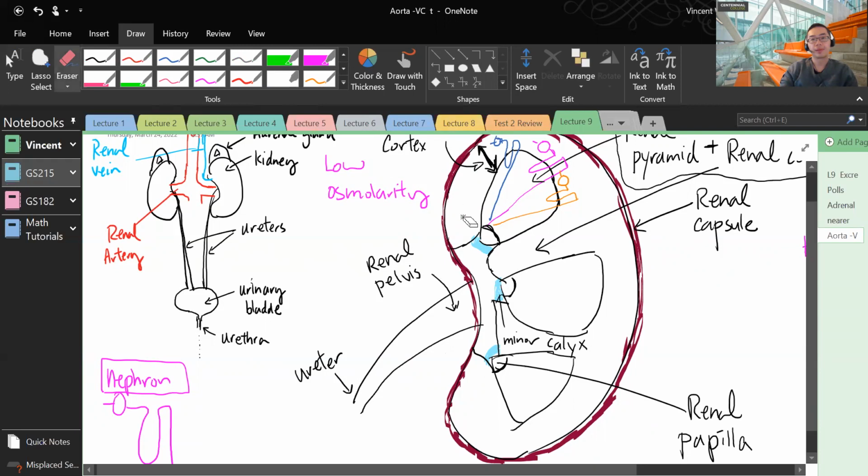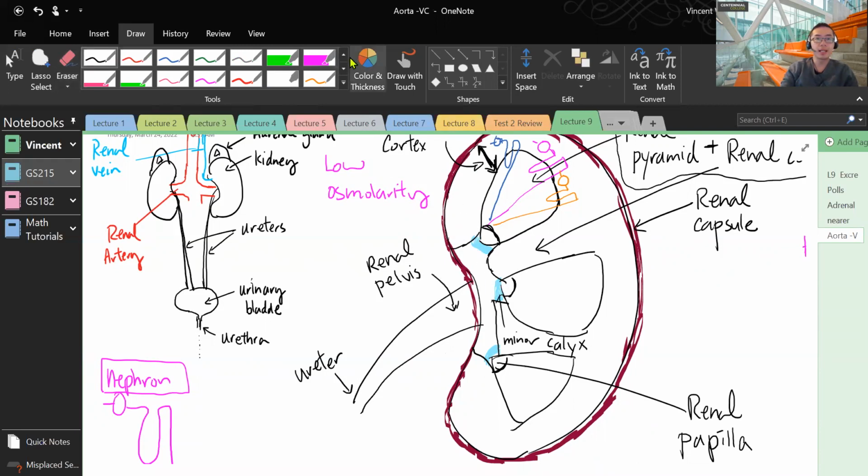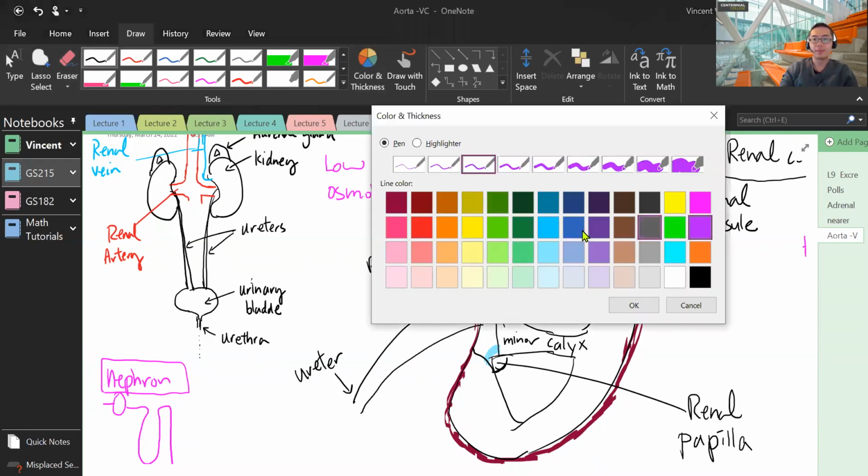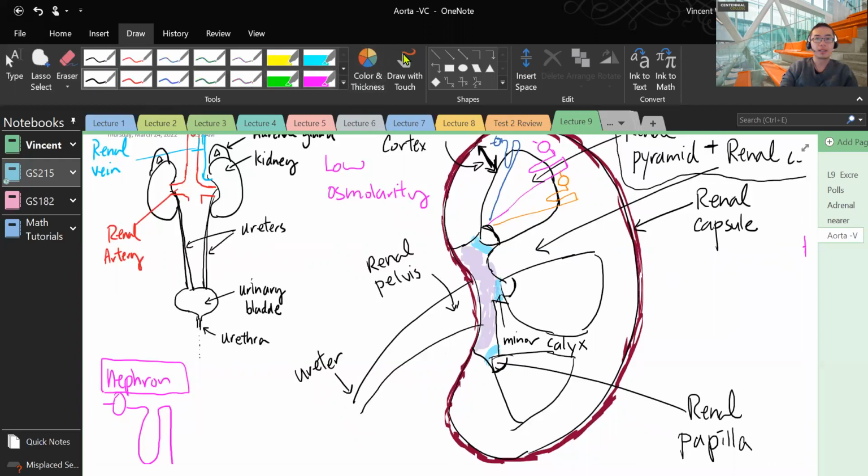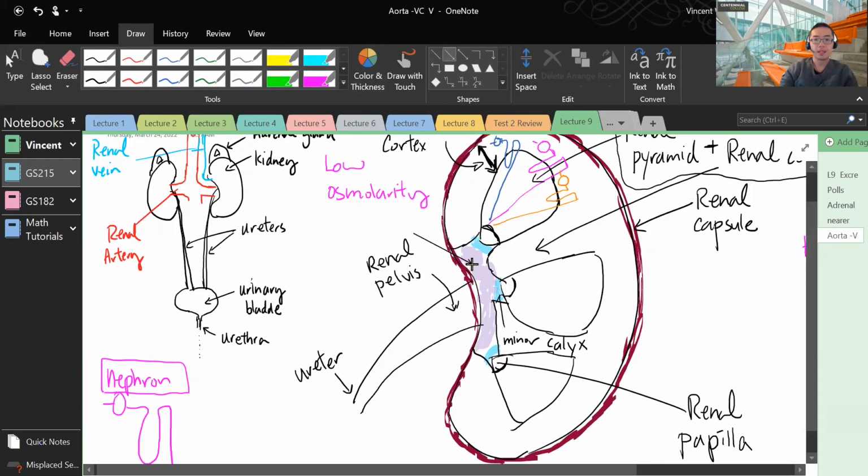Okay. And then outside of the minor calyx, you've guessed it, it is called the major calyx. Okay, small space followed by big space. That's basically what it means. Okay, right here. Major calyx.